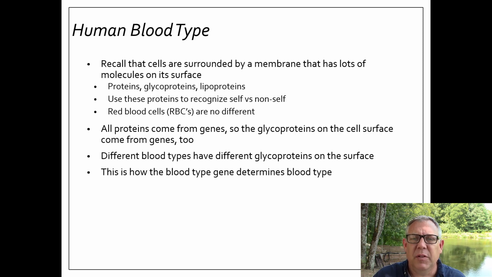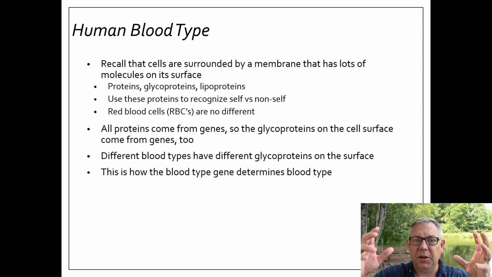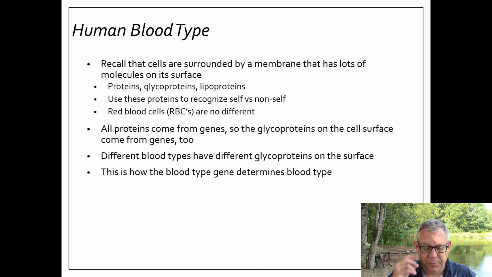You've probably done some of this, and if you've had any kind of biology before, you're familiar with some of this. Okay, so let's talk about, again, specifically blood type. Remember that all cells are surrounded by this phospholipid bilayer membrane, and it's got molecules on its surface. It's got all these proteins and things on its surface. Those are proteins, but there are also things called glycoproteins and lipoproteins. So it's a carbohydrate with a protein or a lipid with a protein. And remember that a lot of these proteins are used to recognize self versus non-self. There's lots of proteins, but some of them are used for that self-recognition.